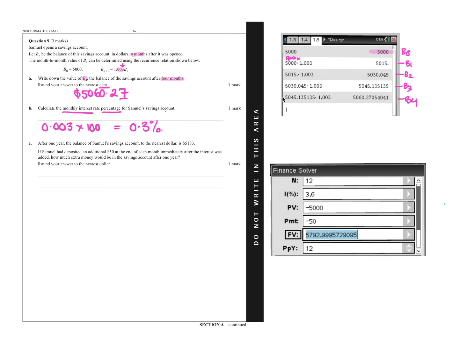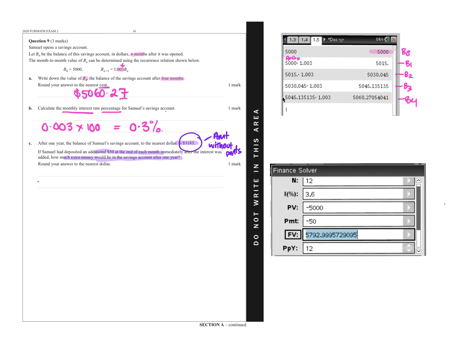Okay, after 1 year, the balance of Sammy's savings account is this. That was the normal case. If Samuel had deposited an additional $50 at the end of each month immediately after interest was added, how much extra money would be in the savings after 1 year? This amount here was the amount without the payments, so we probably want to find the total with the payments.